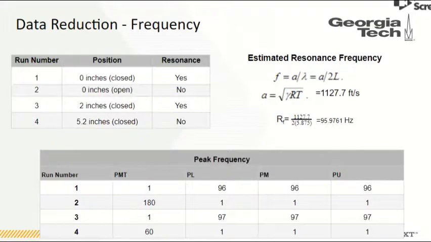The peak frequency for each run can also be seen down below. It's very notable that run 2 with the valve open and run 4 at our cutoff are wildly different from runs 1 and 3.